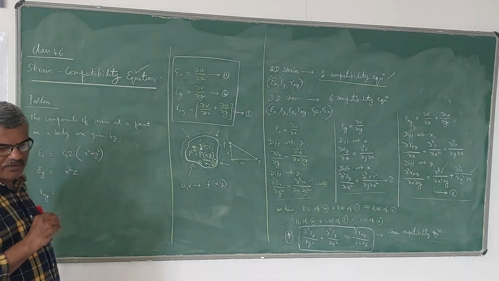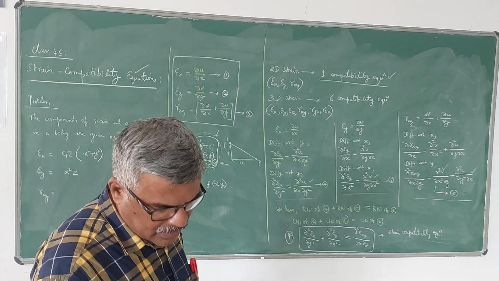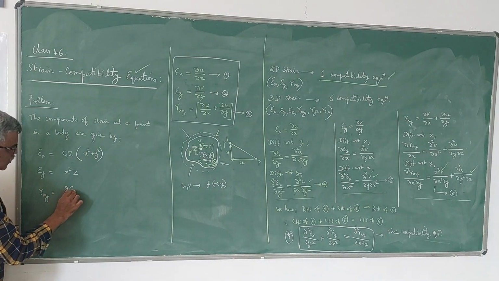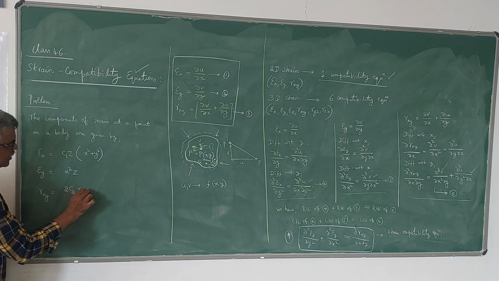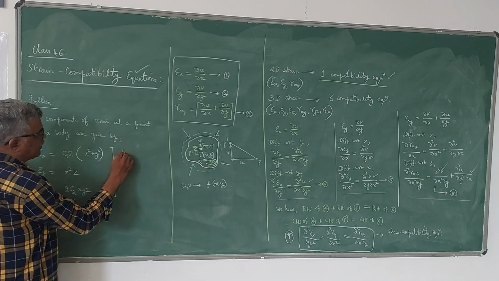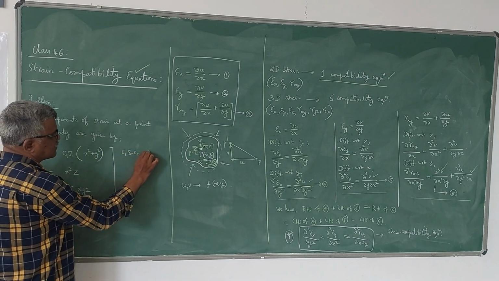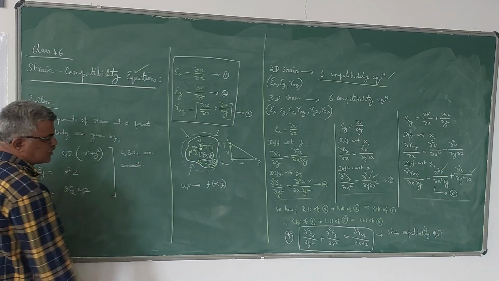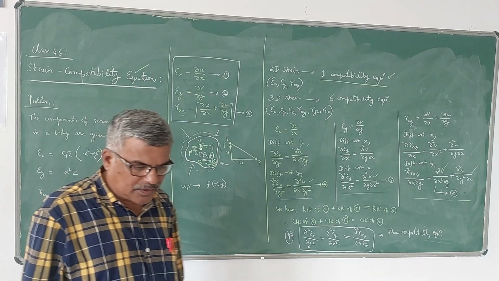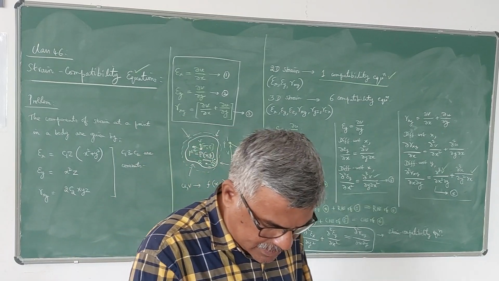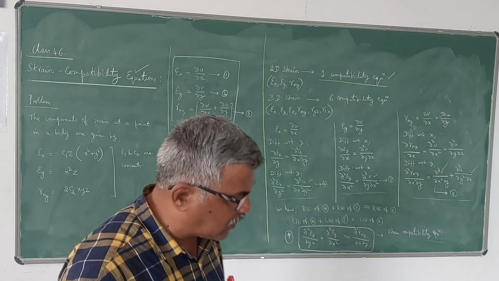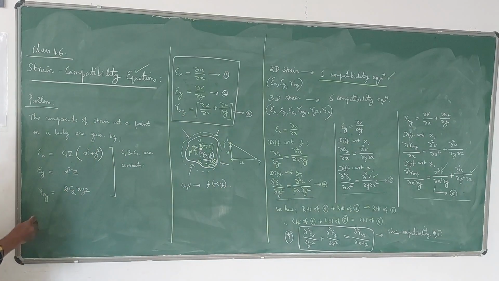And gamma xy, the shear strain, is 2c2 xy. Here c1 and c2 are constants. The question is: check whether the strain field is compatible or not.